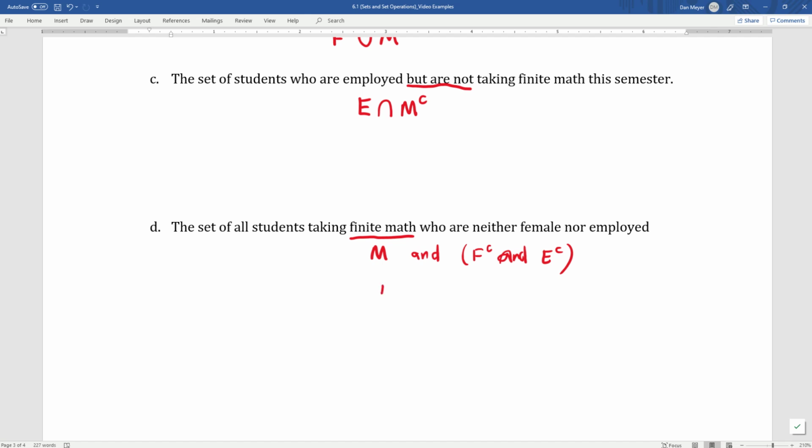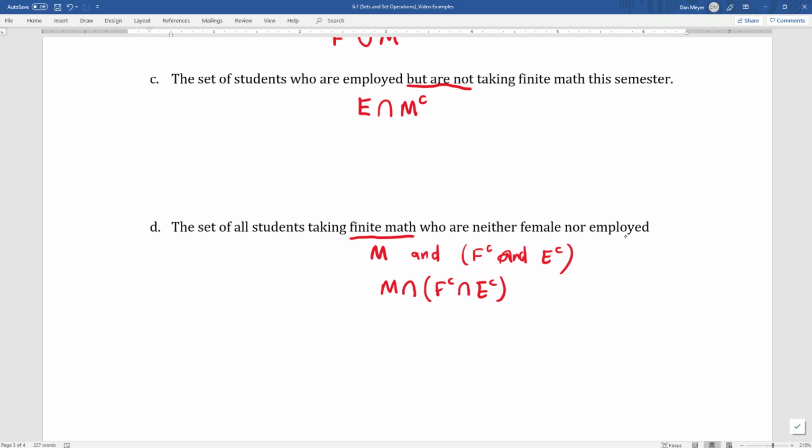So I think one way, we have our complements there, we just need to get our intersections. Remember, and corresponds with intersection. We want them also to be not female and not employed.